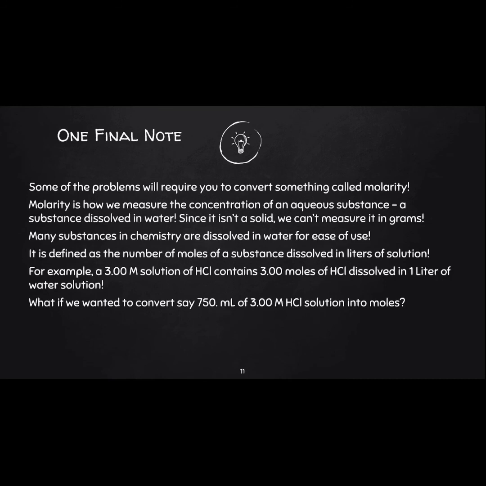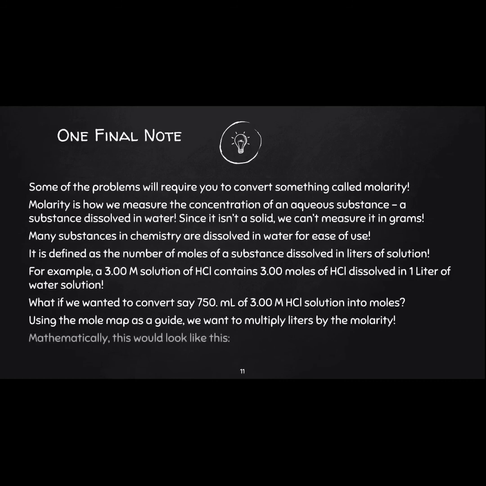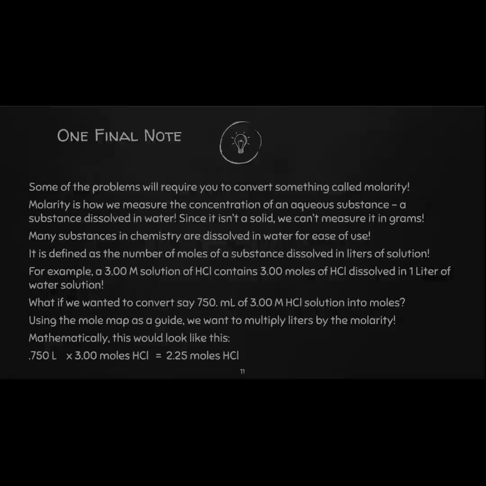For example, a 3 molar solution of hydrochloric acid contains 3 moles of HCl dissolved in 1 liter of water solution. What if we wanted to convert 750 milliliters of 3 molar solution into moles? We can use that mole map, but basically you're just multiplying liters by the molarity. So it would look like this: 0.75 times 3 gives me 2.25 moles HCl. I don't think you have any of those practice problems on this paper, and I won't put any of those on the test, but that's just something for you to know.